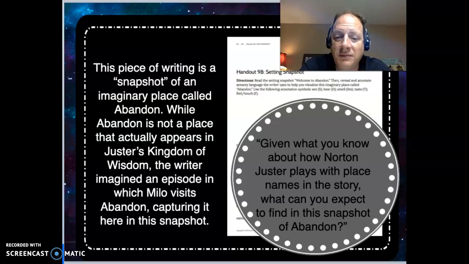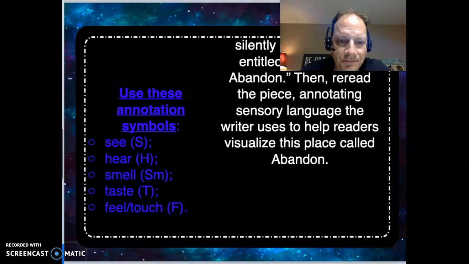So we're going to be reading about a place called Abandon, and right here on 9B, it says, read the setting snapshot, Welcome to Abandon. Then reread and annotate sensory language the writer uses to help visualize the imaginary place called Abandon. So you're going to mark on your paper there on 9B and just tell me which words indicate here. You're going to use S for see, H for hear, SM for smell, T for taste, and F for feel or touch.